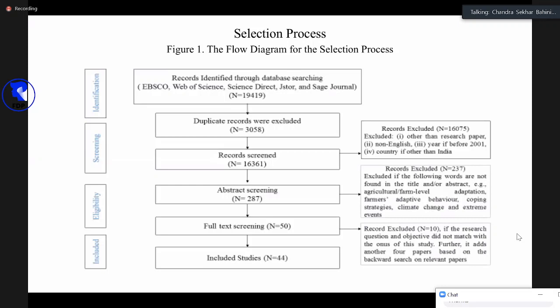This is the first systematic review I wrote where I have used the automation. I have not given any exclusion criteria, so that's why I ended up with the 19,000 articles. But if you use some simple exclusion criteria, you may end up with 1,000 to 5,000, depending on the research issue.